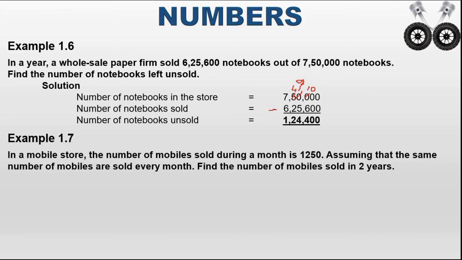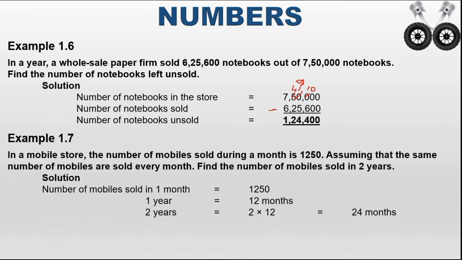So next, example 1.7. In a mobile store, the number of mobiles sold during a month is 1,250. Assuming that the same number of mobiles are sold every month, find the number of mobiles sold in 2 years. So for 1 month, 1,250 mobiles are sold in the mobile store. They are asking you to find how many mobiles are sold in 2 years. The number of mobiles sold in 1 month is 1,250.